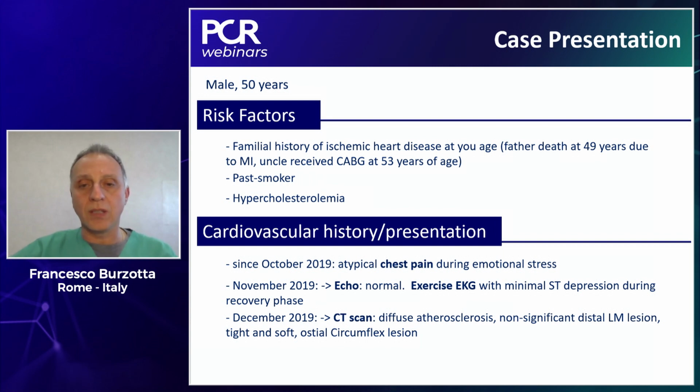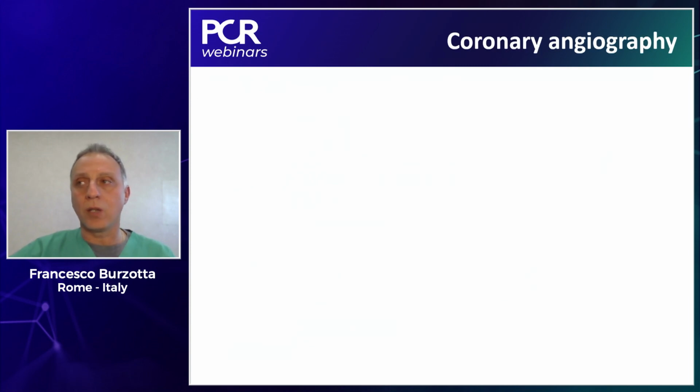His cardiovascular history began in October 2019, when he had typical chest pain during emotional stress. On November 9, 2019, he had an echo assessment, which was normal, and exercise ECG showed minimal ST depression during the recovery phase. Thus, he received a CT scan showing diffuse atherosclerosis, a non-significant distal left main lesion, and a tight and soft ostial circumflex lesion. So with this condition, he went to our cath lab.